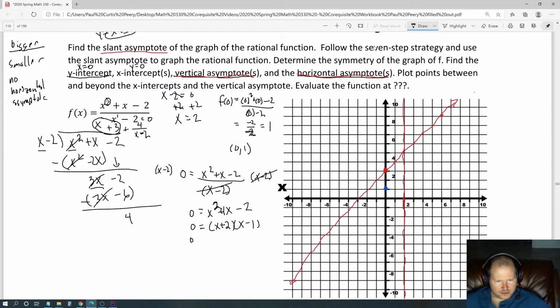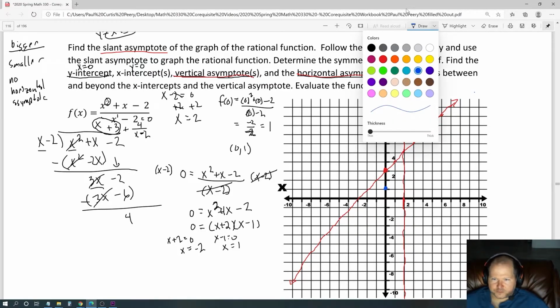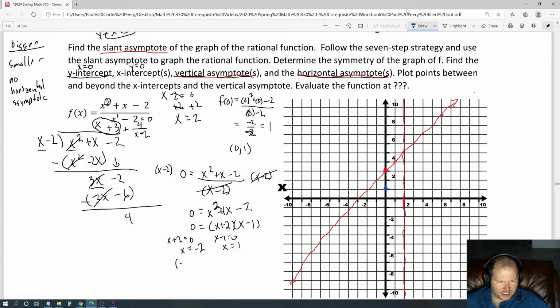Okay, so what we do is we say x plus 2 is equal to 0, and we say x minus 1 is equal to 0, which means x is equal to negative 2, and x is equal to 1. So we just flip the sign, basically, right? Okay, so now I'm going to plot those points. Well, let me finish writing this out, because technically you should always write these as ordered pairs for the intercepts, right? Intercepts are ordered pairs, so those are my 2 points.